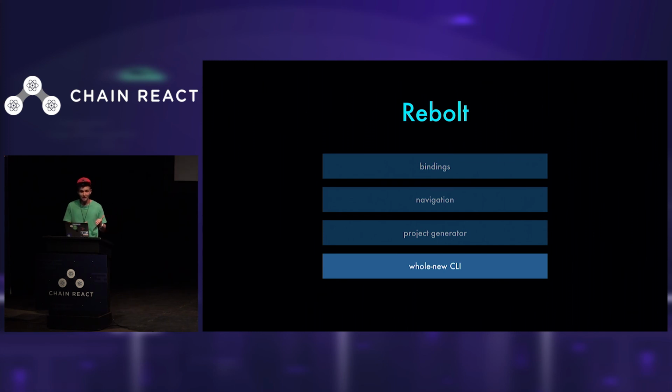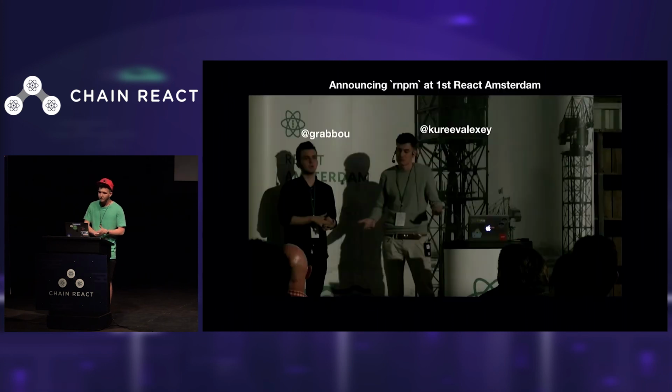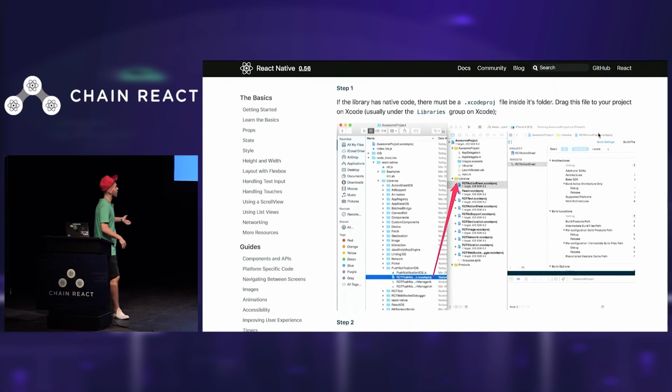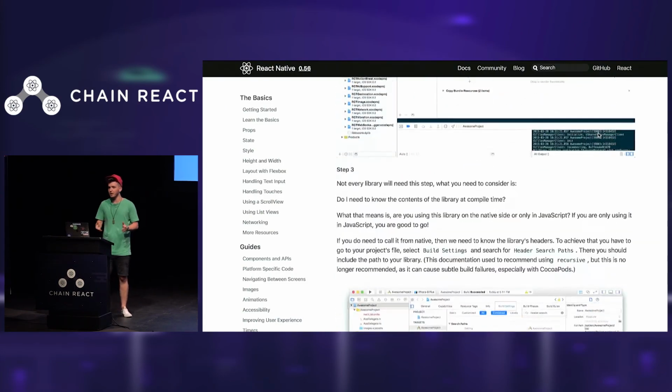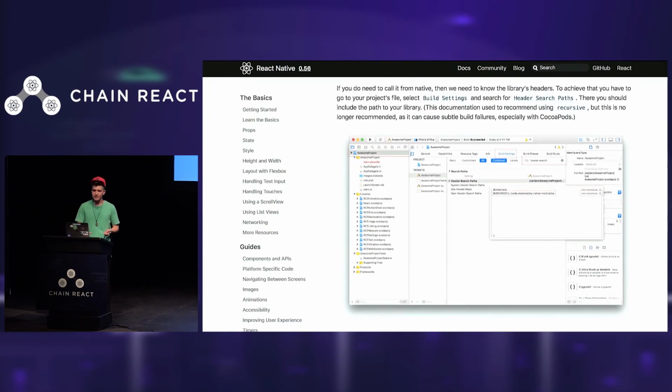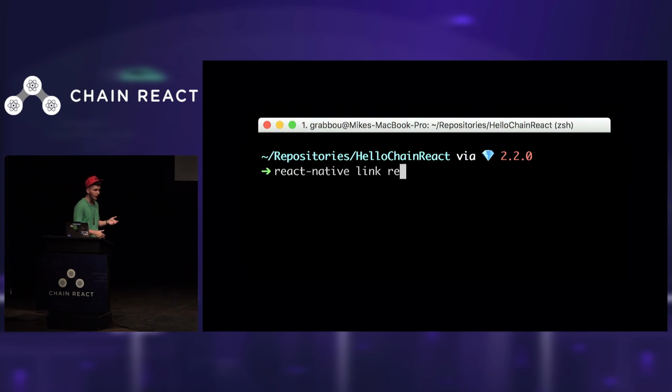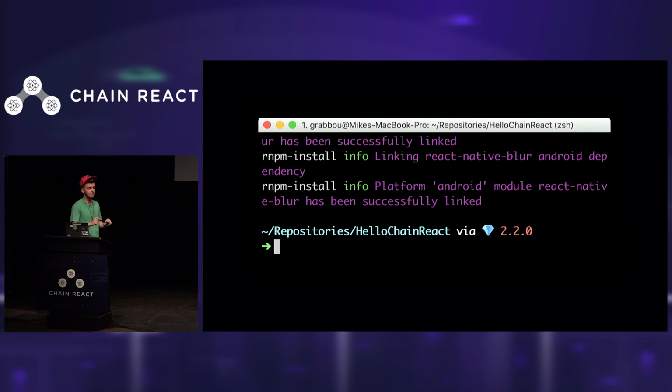Anyway, the last part of Rebuild is the whole new CLI system. And if you've been following React Native, you know that I'm always excited about command line tools. This is the first React Amsterdam conference where Alexei and I announced RNPM, which later became React Native link. And we used React Native link to avoid this experience of linking all the stuff everywhere so that it's just as easy as running a single command and you can forget about all the native stuff. But link was just the first step.